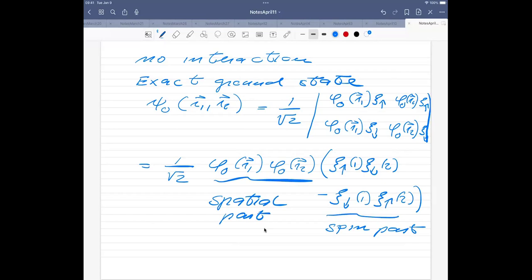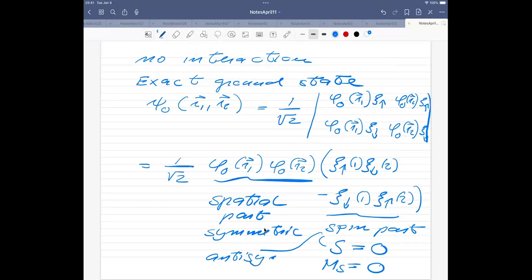The spin part is antisymmetric, so it means that the total spin is equal to 0. So when I fill up the single particle states, you see now I have the total spin projection on the z-axis equal to 0. So there's only one spin realization. The spatial part is symmetric, and the spin part is antisymmetric. This is pretty much like what you would see for the helium atom in 3 dimensions.